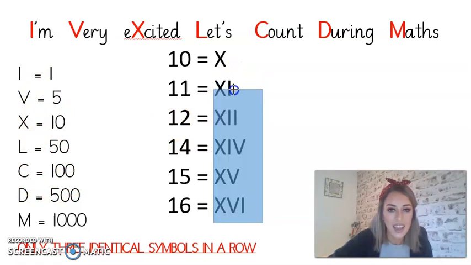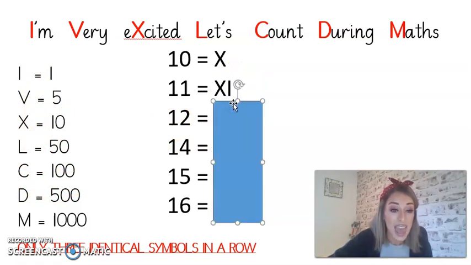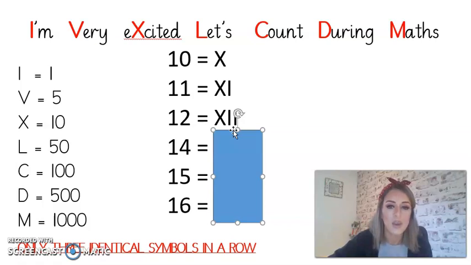Okay. Yes, it is XI. So it's 1 after 10, or 10 add 1, or 1 add 10. Okay. 12, what do you think? Absolutely, it's XII, because the two I's here represent our 2, and the X represents our 10. And 2 after 10, or 10 add 2, is 12.